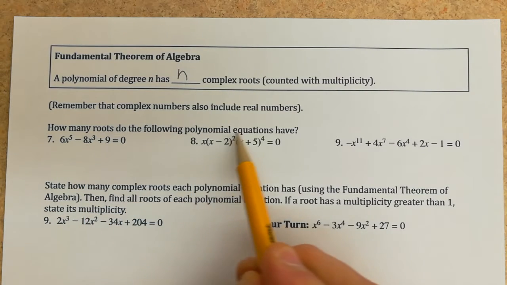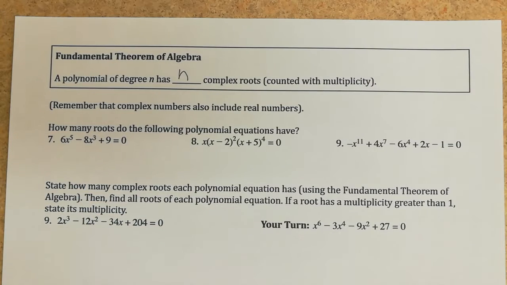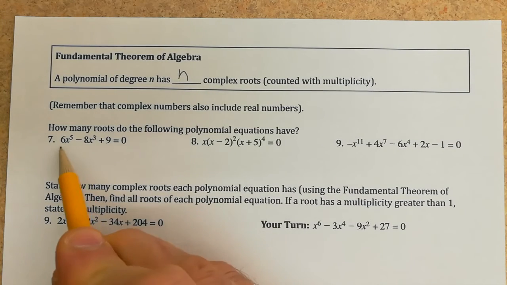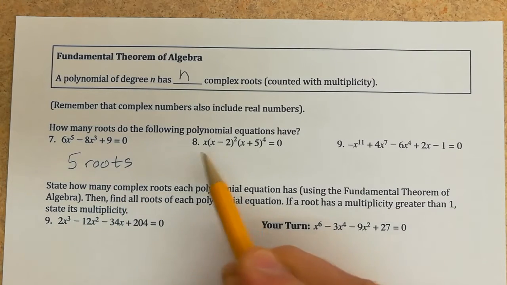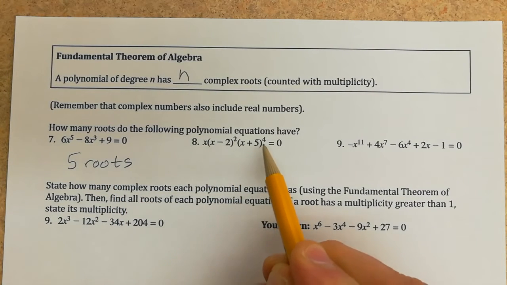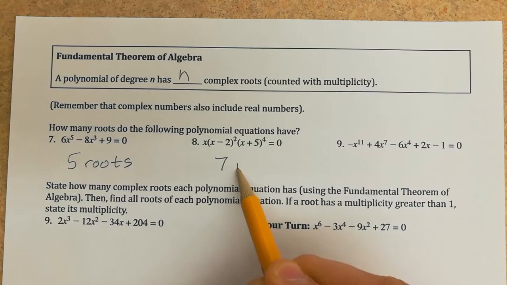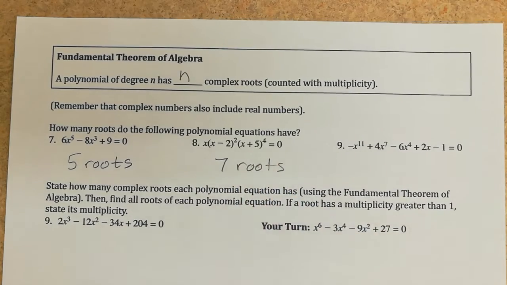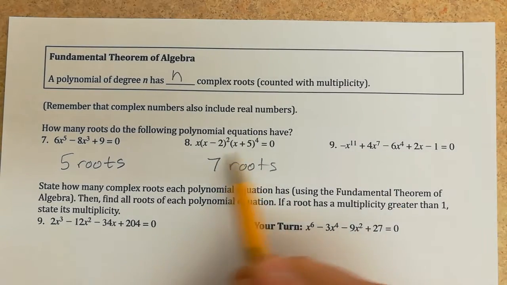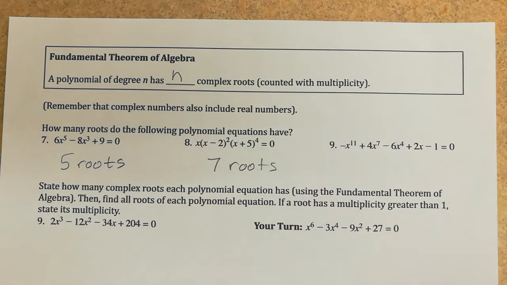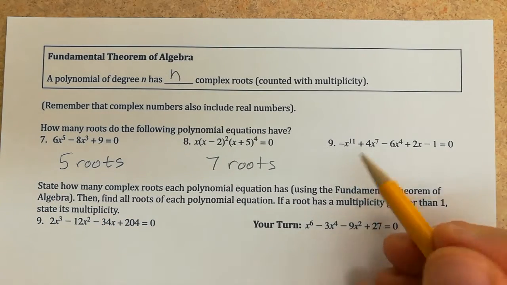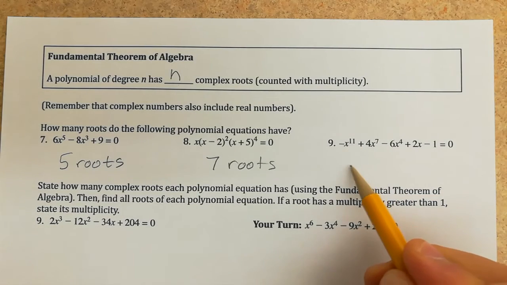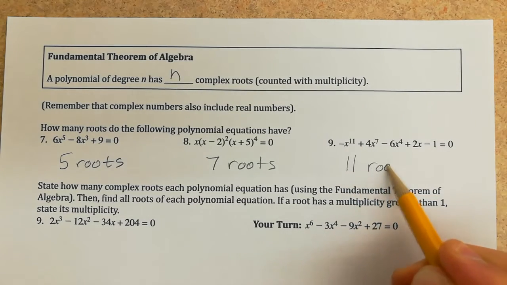How many roots do the following polynomial equations have? Well, we just basically say what degree they have. So this one has 5 roots because it's a degree of 5. This one has 1, 2, 3, and then another 4 would be 7. Okay, and then this one is in factored form, so of course we count it up like I just showed. This one's in standard form, so we just use the highest exponent, 11 roots.